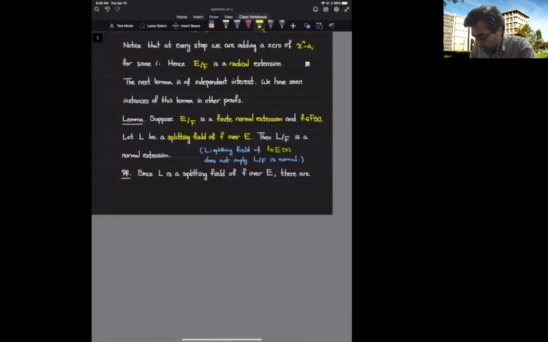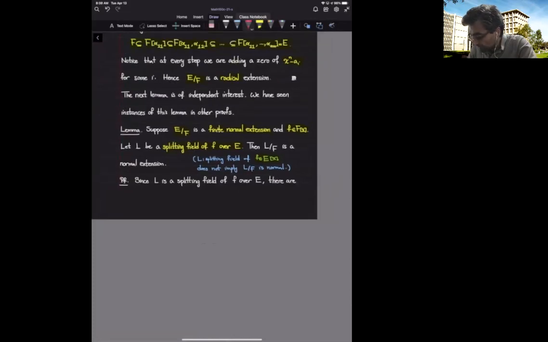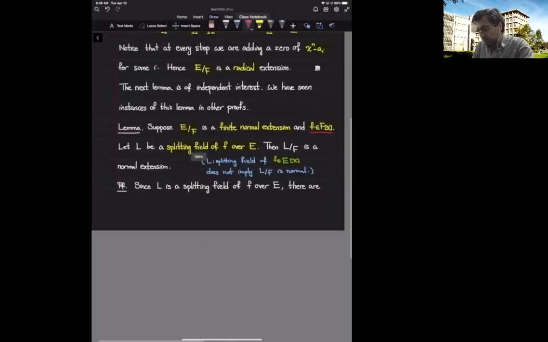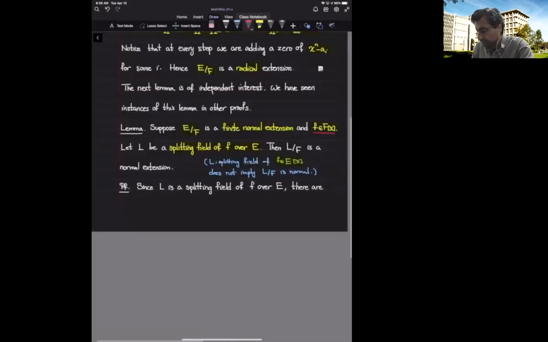So for sure, L over E is a normal extension, but we go further and we say, in that case, because this polynomial had coefficients inside the base field capital F, we can deduce that L over F is a normal extension. Not only L over E, but L over F is a normal extension. Okay, so that is the statement. Let's go through the proof.